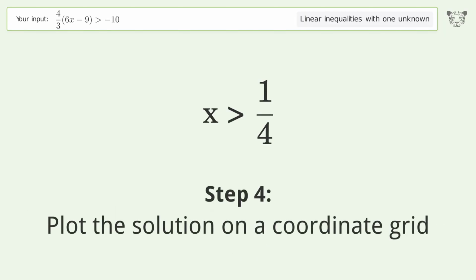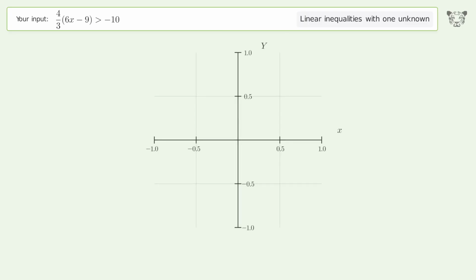Plot the solution on a coordinate grid. And so the final result is x greater than 1 over 4.